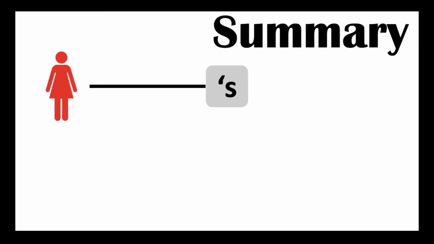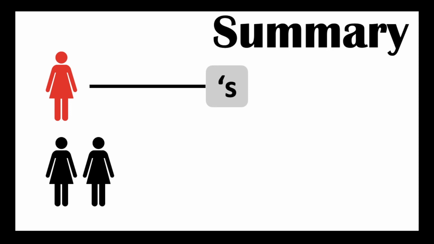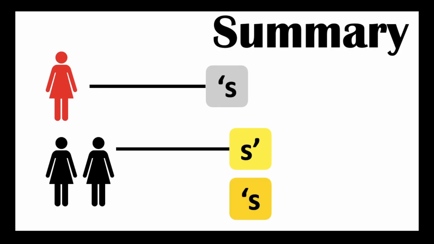Let's summarize the uses of an apostrophe. If there is one owner, then you simply need to add an apostrophe S. If there is more than one owner and the plural already ends in an S, then you simply add an apostrophe after the S. Finally, if there is more than one owner and the plural does not end in an S, then you need to add an apostrophe, then an S.